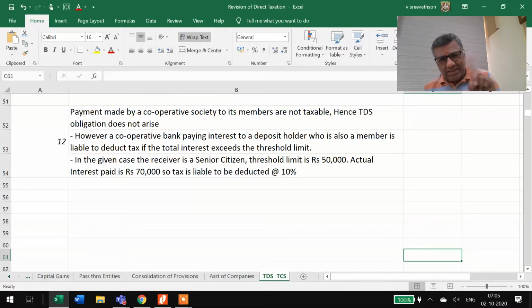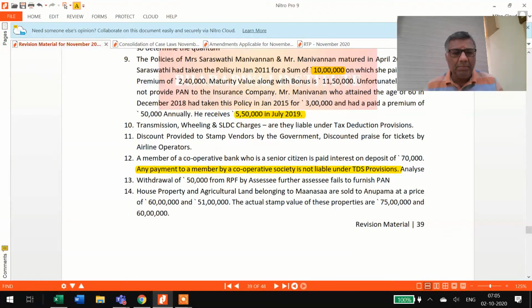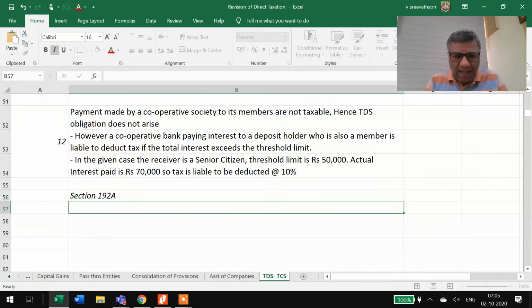This amendment came, that question is already asked just to ensure that 4 or 5 years before this amendment came. Withdrawal of rupees 50,000 from EPF by assessee, further assessee fails to provide PAN. Let me give you a brief of section 192A.